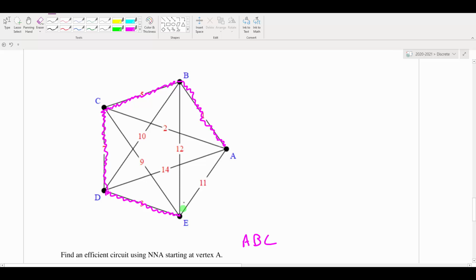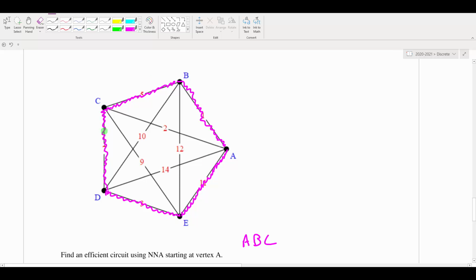And once I'm at E, we've got 12, 9, and 11. So 9 takes me back to something I've already visited. So 11 is up next. And while 11 does take me back to something I visited, it completes my circuit, which is okay, because the circuit that is completed includes all the cities.